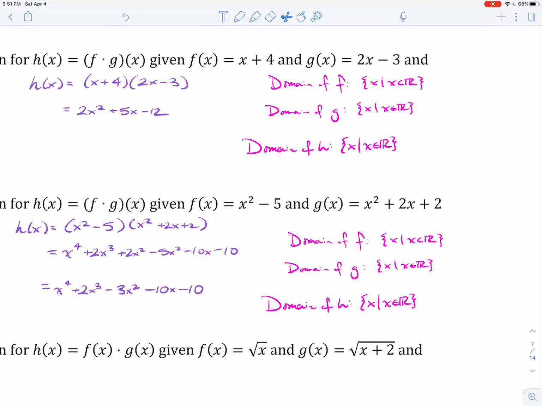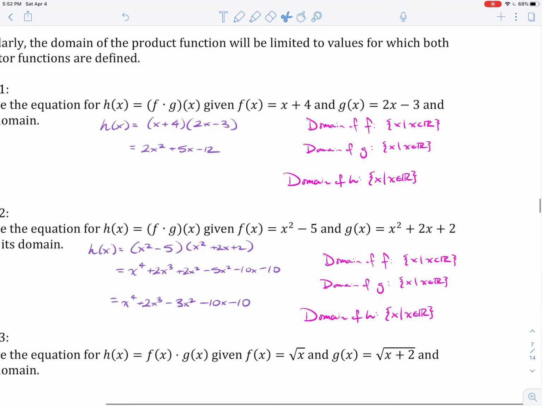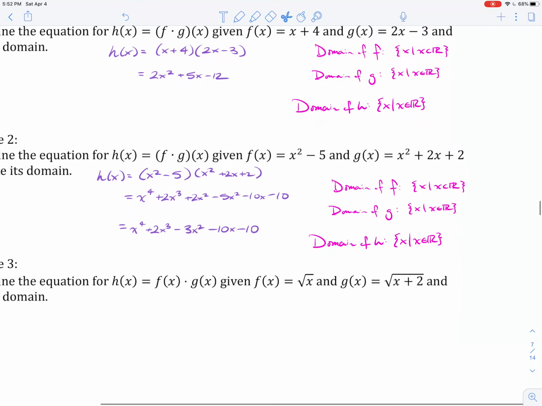Here in this case, the domain of a quadratic function, being a polynomial function, is all reals. So f exists over all real numbers, g exists over all real numbers, therefore h, its product, also exists over all real numbers.